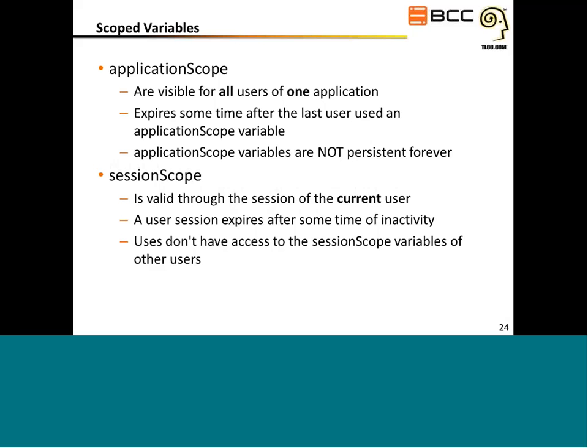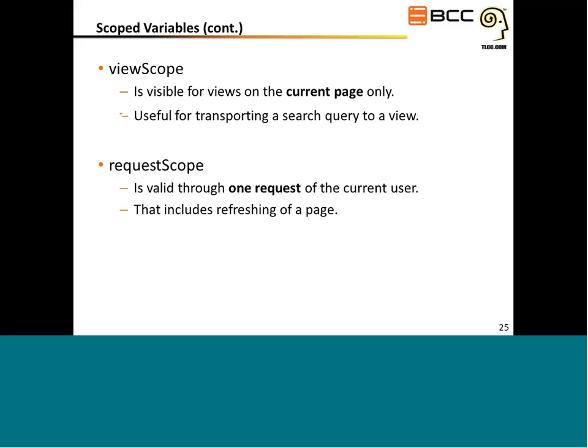Next one in row is the view scope. This is visible for the current page only, so as long as you stay on one page, this variable and the content is accessible, and this is useful for transporting a search query, for example, to a view or something else. And the last one is the request scope.